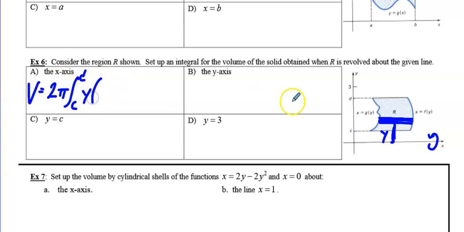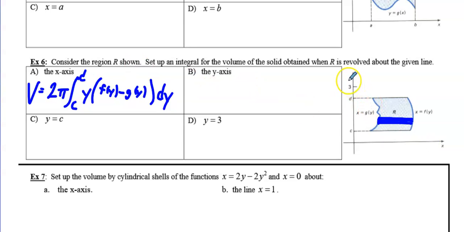And then all we need to do is talk about the height of this thing. Well, the height is going to be the right side curve minus the left side curve. So we're going to get f of y minus g of y. And then the last thing we have to do is just take into account the thickness or the width of our rectangle. And this is going to end up being dy. So that's how you solve that particular problem.